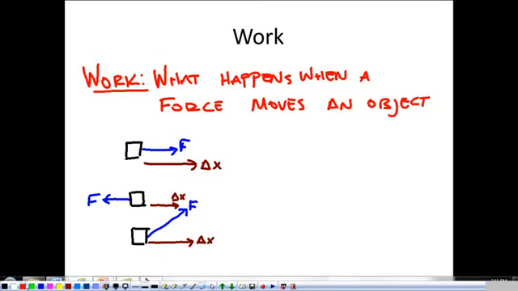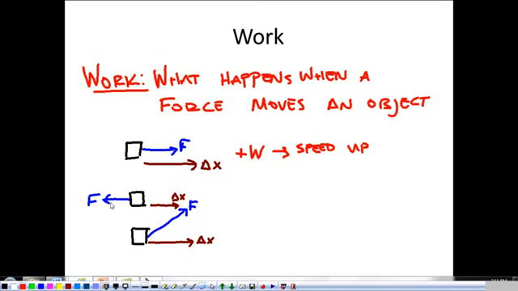So, in the first situation, I see that this force is moving this object this way. That gives me positive work. And if that's the only force acting on my object, we speed up. Velocity increases in the direction of the force because it's with my delta x.